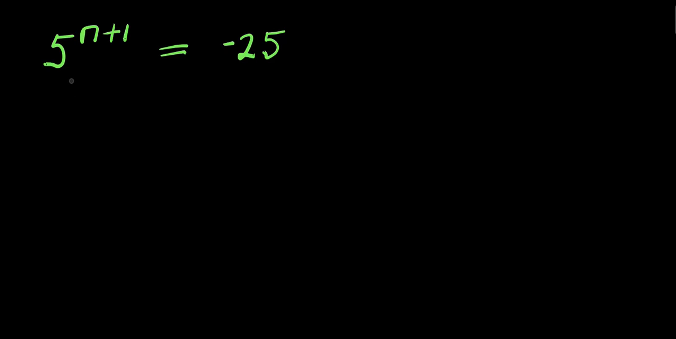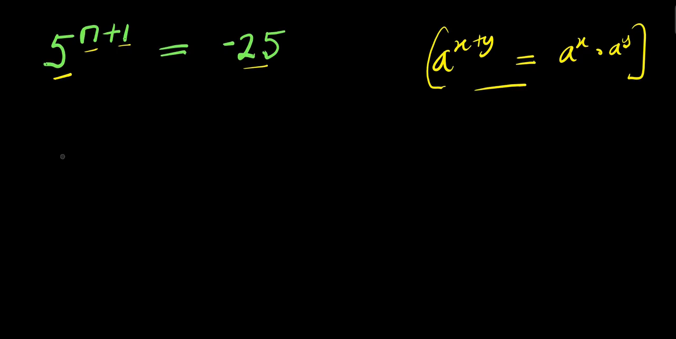Hello, how to solve this exponential problem? This is 5 power n plus 1 equals negative 25. We are solving for the value of n that satisfies this equation. Now, if you have a power x plus y, this equals a power x times a power y. So applying this right here, I have 5 power n times 5 power 1 equals negative 25.